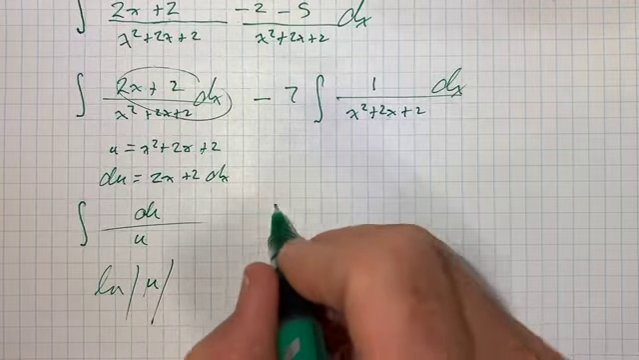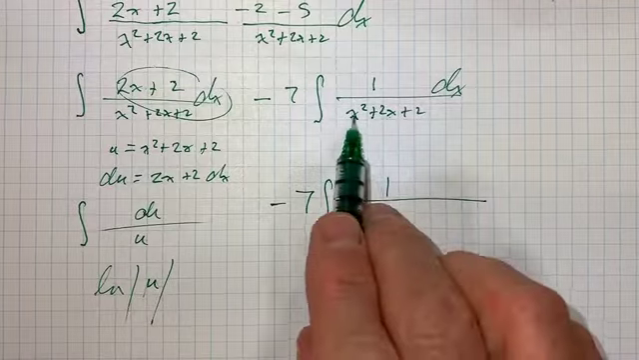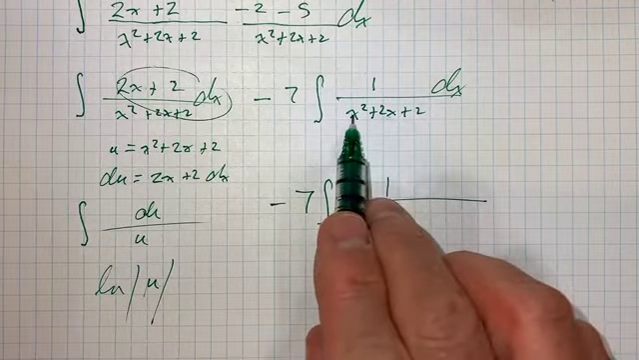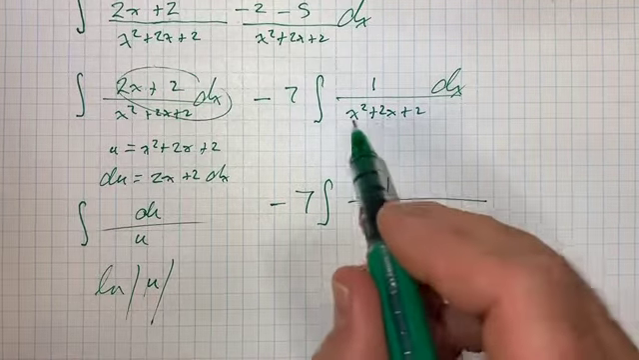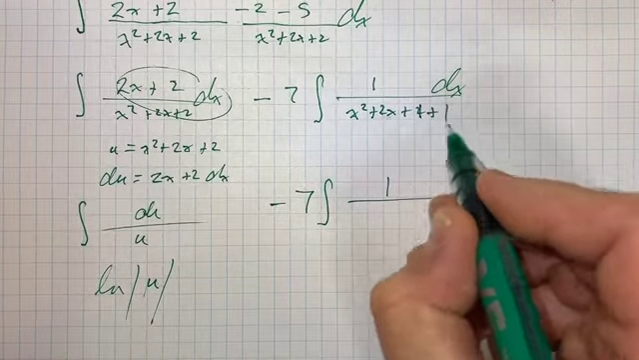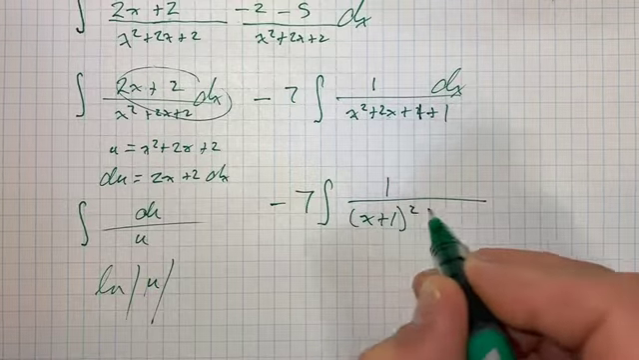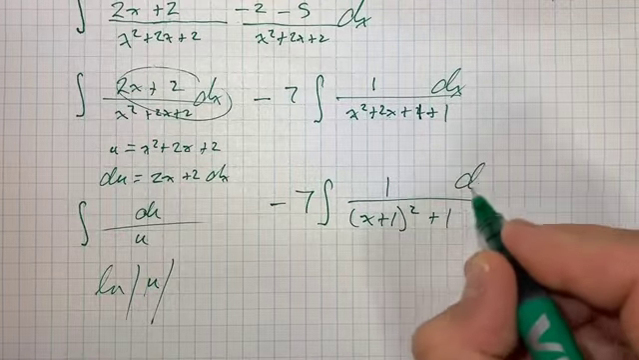This is minus 7 integral of 1 over... Remember how we completed the square? We did that for the last one. You might also recognize, hang on, x squared plus 2x plus 1, this is plus 1 plus 1. I could break the 2 into 1 and 1 there. So I know that this is x plus 1 squared plus 1 dx.